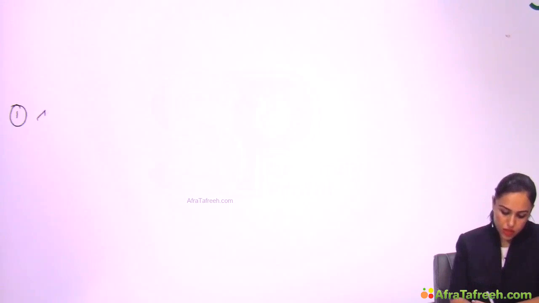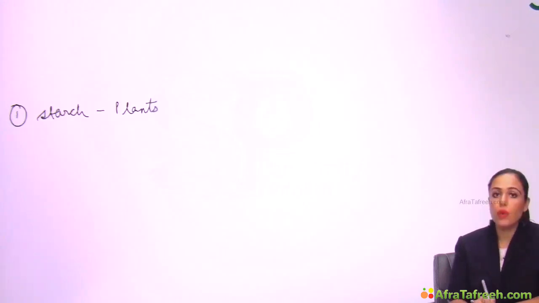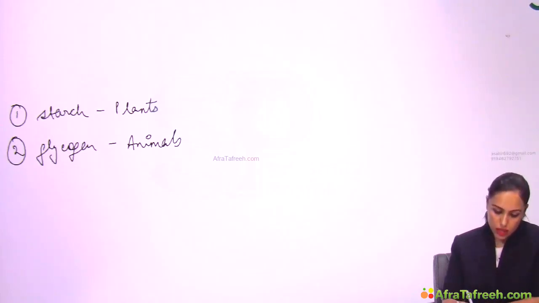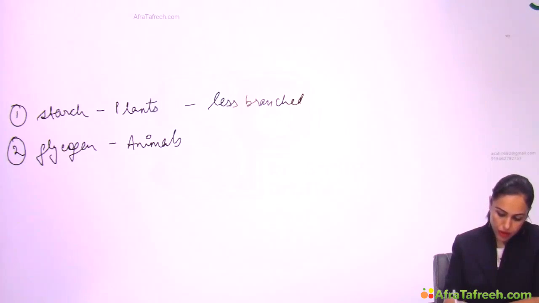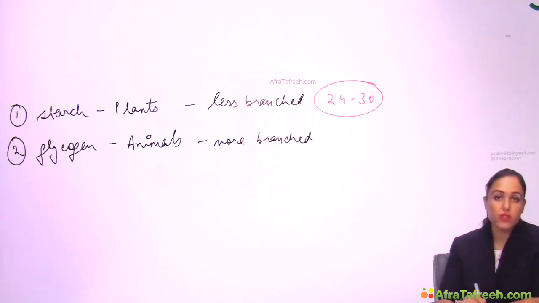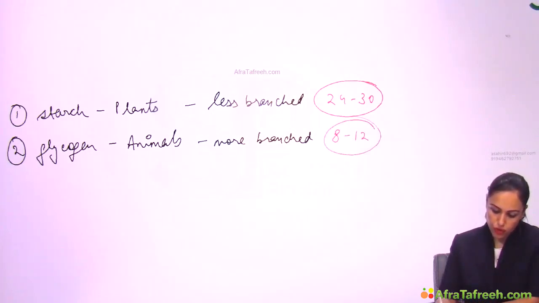So first is starch. Starch is present in plants. It is the storage form of carbohydrate in plants. And the second one is glycogen. Glycogen is present in animals, right? Now, starch is less branched, but glycogen is more branched, because the branching point in starch comes after 24 to 30 glucose residues, but the branching point in glycogen comes after 8 to 12 glucose residues.